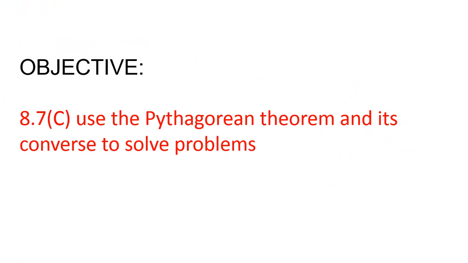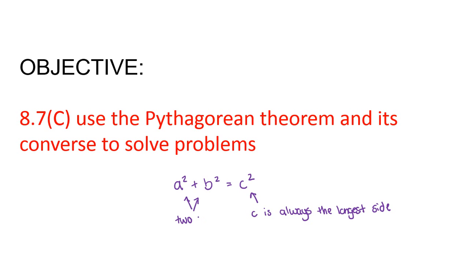This time we're going to talk about Pythagorean theorem. Remember, Pythagorean theorem is a squared plus b squared equals c squared. The other thing to keep in mind before I show you the problem is c is always the longest side. And it doesn't matter which is a and b. They just have to be the two short sides.